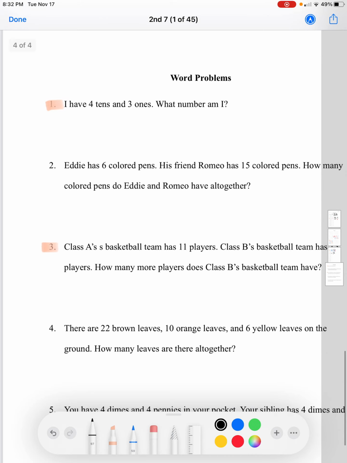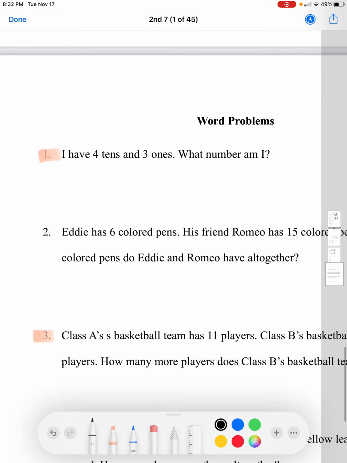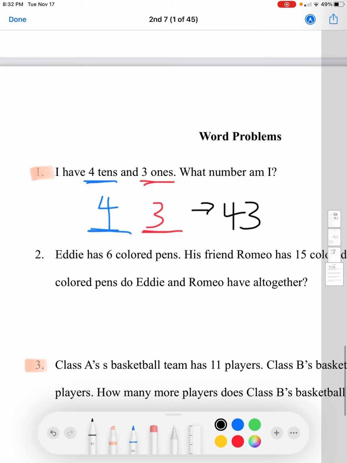Now lastly, let's do word problems. Our first question, it says, I have 4 tens and 3 ones. What number am I? So you just need to know the place values. So this is the tens right here. And then this is the ones. So we'll put the 4 right here in the tens place and the 3 in the ones place. So this is basically just the number 43. And that's the answer.